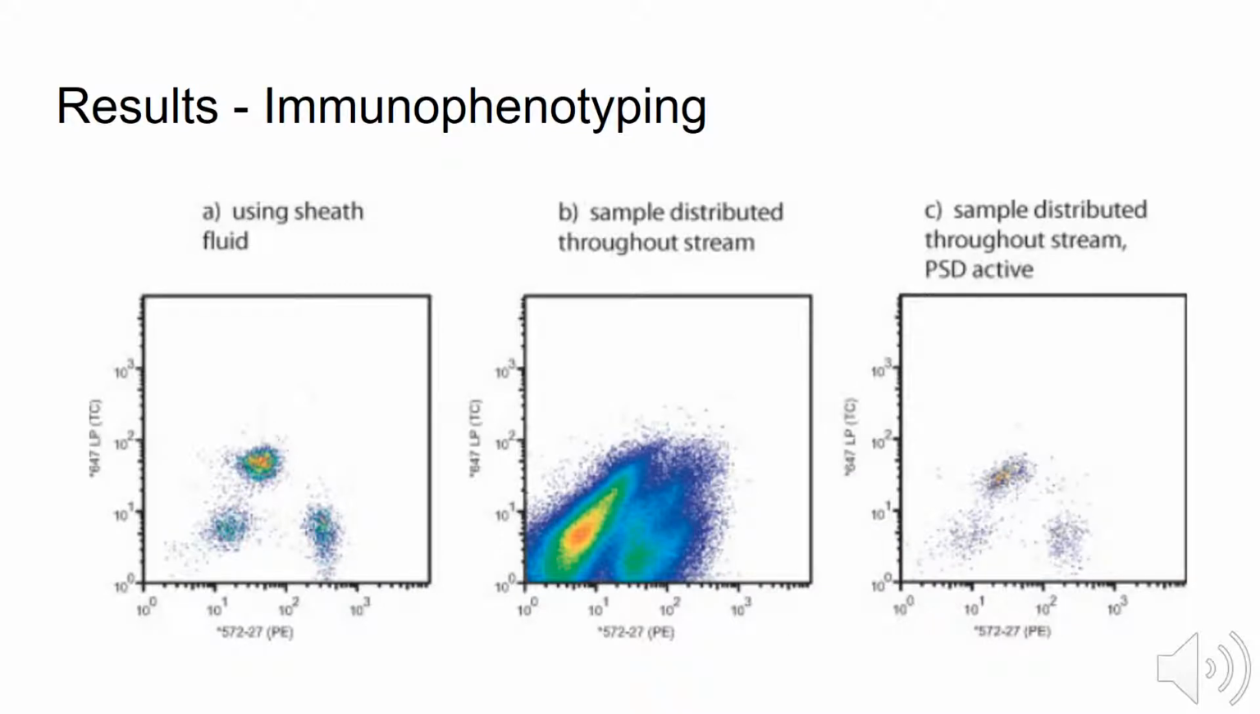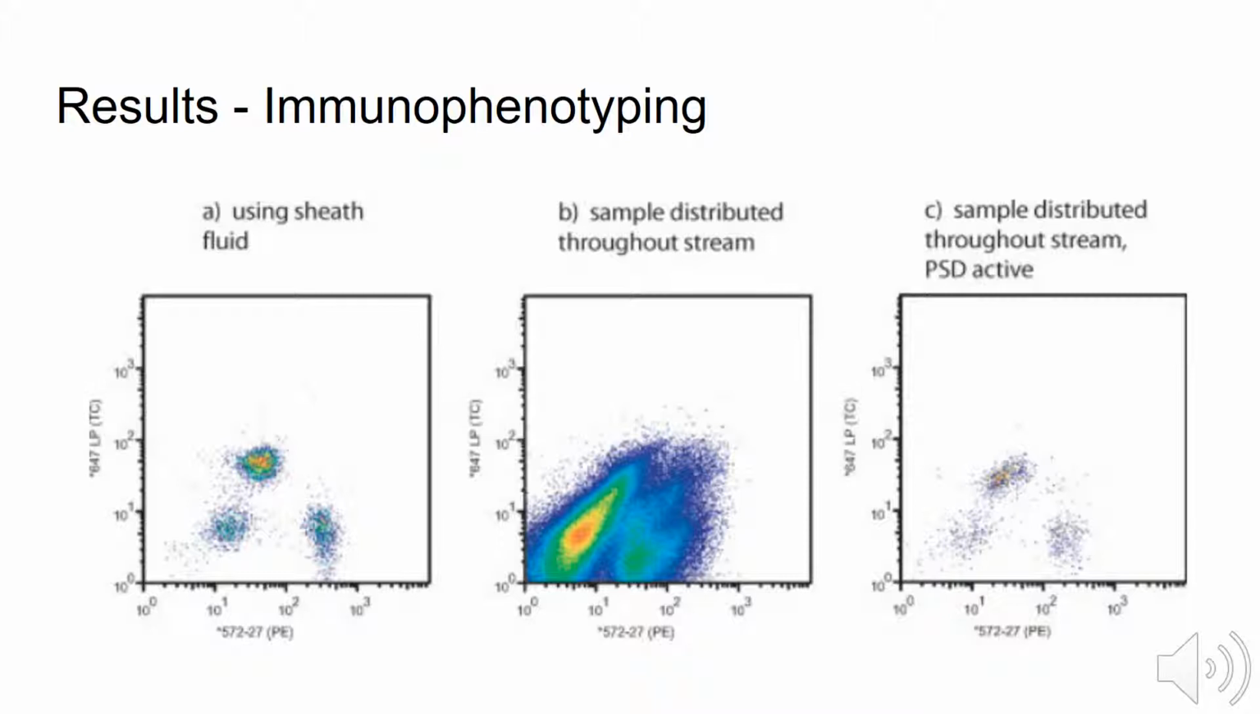2 test cell groups were used to compare the virtual flow versus the sheath flow. First, murine T cells, which were labeled with CD4 and CD8, were tested. The left graph shows the results using the traditional sheath fluid, where the ratio of cells expressing CD4 and CD8 was found to be 2.11.